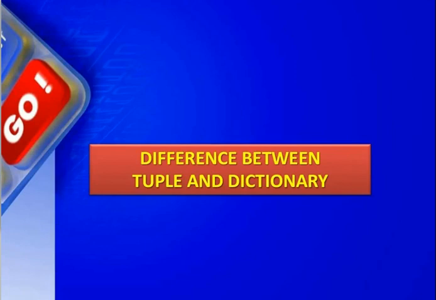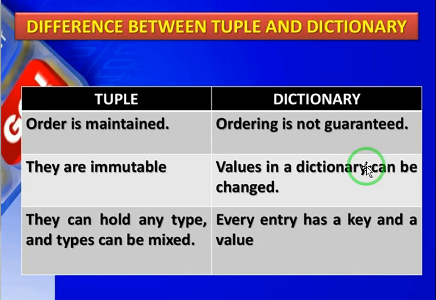What is the difference between a tuple and a dictionary? In a tuple, the order is maintained, while in a dictionary, the ordering is not guaranteed. A dictionary is mutable, meaning that the values in a dictionary can be changed, while in a tuple, they are immutable.